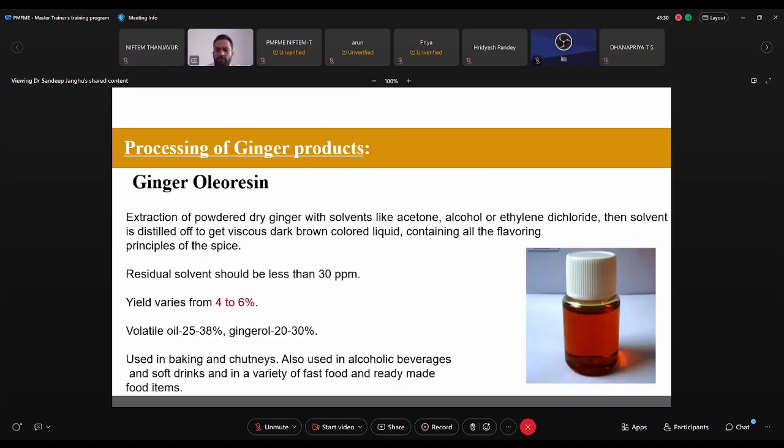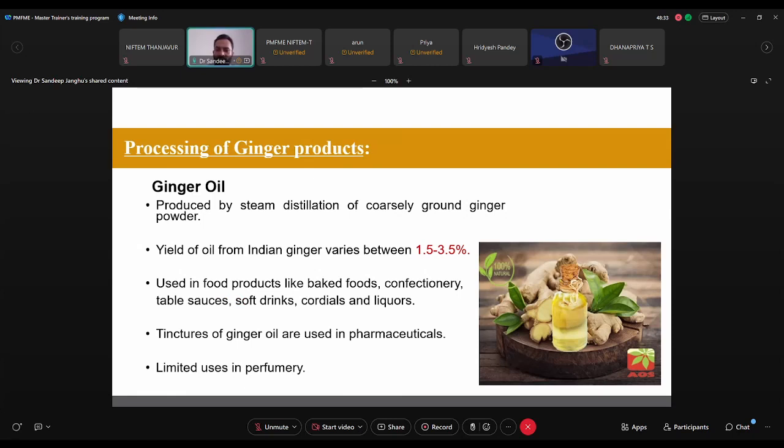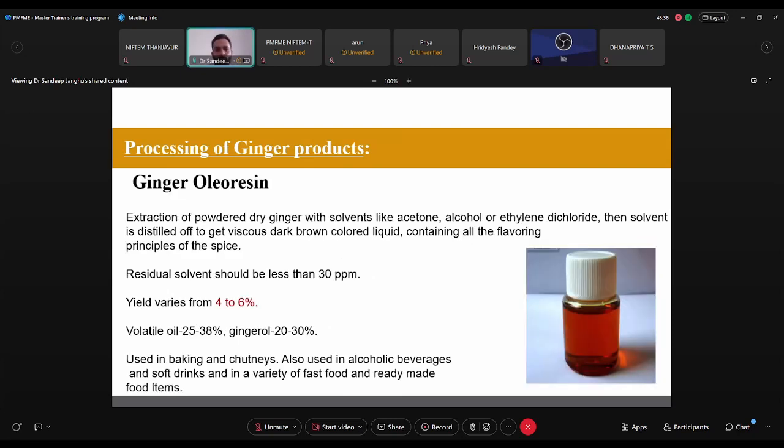Ginger oil is extracted by using steam distillation, that's why the color is very crystal clear. Whereas in oleoresin, along with oil, other components are also present. For extracting oleoresin, we use solvent extraction methods with organic solvents like alcohol, ethylene, acetone, etc. to extract oleoresin out of the ginger. The yield varies from 4 to 6%. After extraction, we have to separate it from the organic solvent. The residues should not be more than 30 ppm.